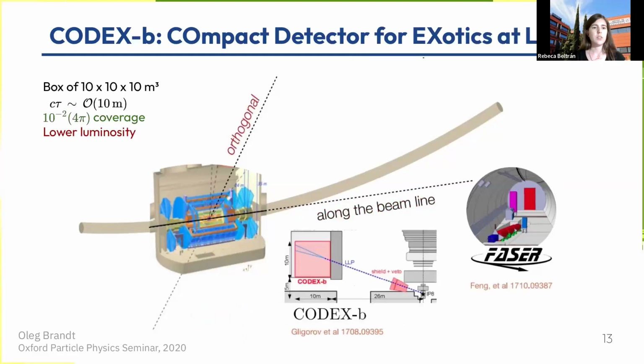Okay, the next proposal is called XP. This detector would be a cube-shaped detector placed in an empty space next to the LHCb cavern. It has larger solid angle coverage in comparison to FASER, but because it's at the LHCb point, it has lower luminosity in comparison to ATLAS and CMS. So this means that there will be far fewer rare events.